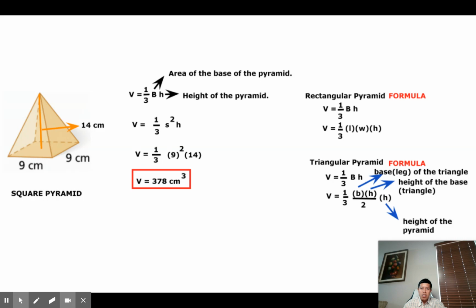It's very important that the unit should have the exponent of 3. It should be cubic. If it's a mile, then it should be cubic miles. If it's feet, it's cubic feet. It should be specific.